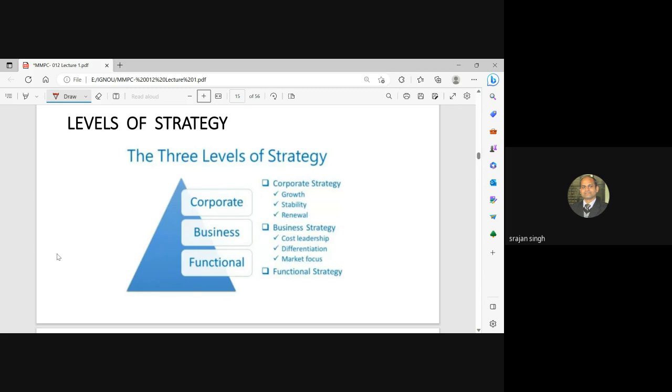So there are three basic levels of strategy: corporate strategy, business strategy, and functional strategy. Corporate strategy is related to growth, stability, and renewal. Business strategy is related to cost leadership, differentiation, and market focus. And functional strategy is related to implementation of the plan, or the ground level implementation of the strategy or plan.